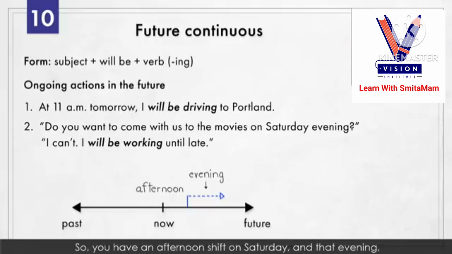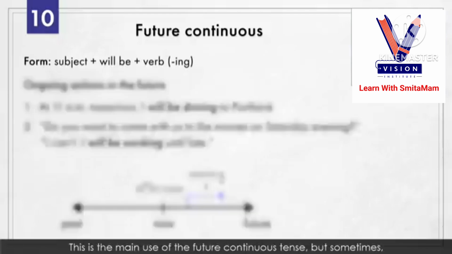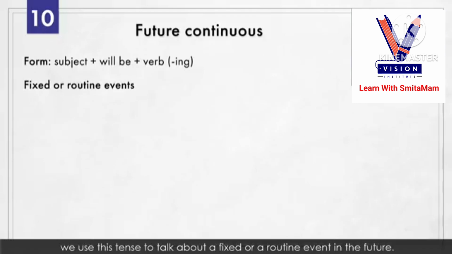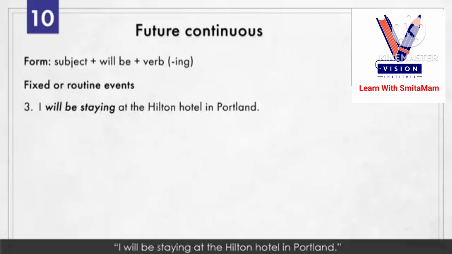So you have an afternoon shift on Saturday and that's evening. You will still be in your office doing your work, so you can't go to the movies. This is the main use of the future continuous tense. But sometimes we use this tense to talk about a fixed or a routine event in the future. You know, I'm traveling to Portland tomorrow.